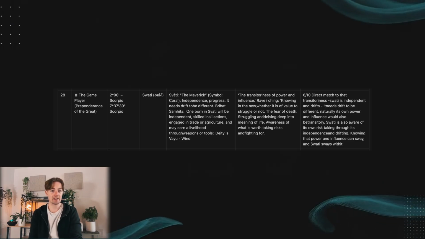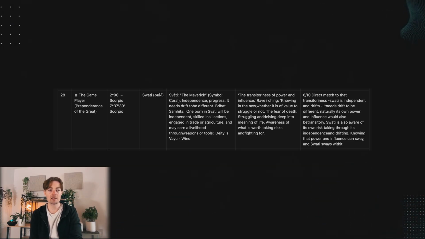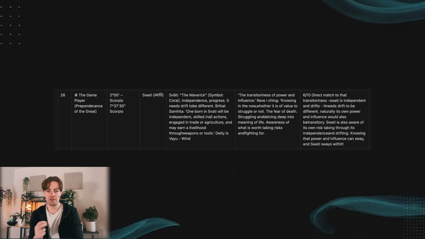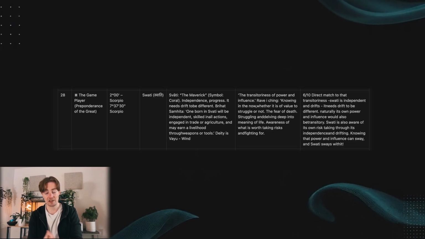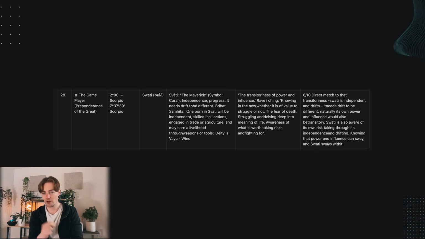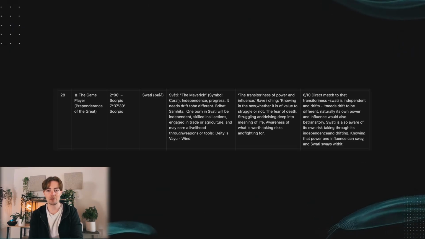Gate 28, the game player, preponderance of the great. This goes from about 2 degrees of Scorpio to 7 degrees of Scorpio. We're still in the Swati Nakshatra. The notes I have for Gate 28, the gate of the game player, the transitoriness of power and influence. From the Rave I Ching, knowing in the now whether it is of value to struggle or not. The fear of death, struggling and delving deep into the meaning of life. Awareness of what is worth taking risks and fighting for.